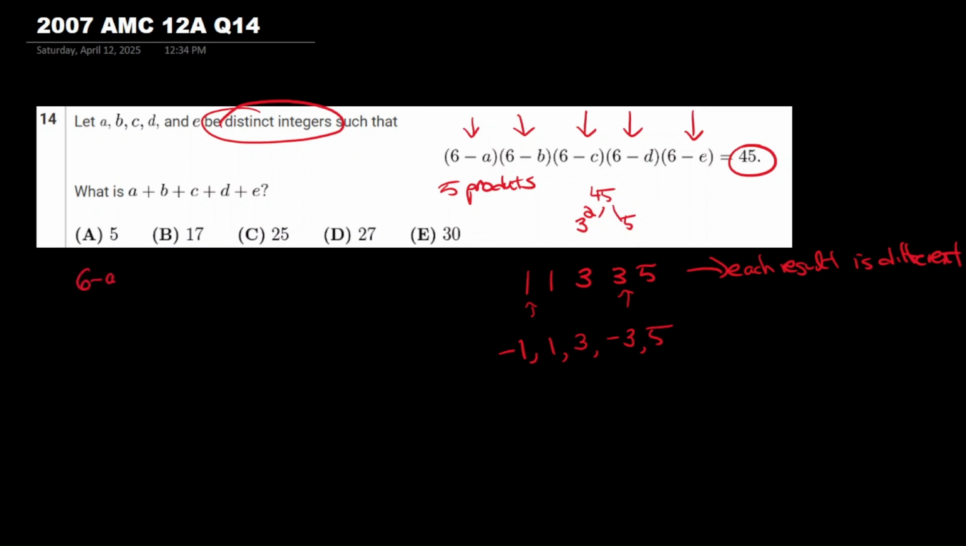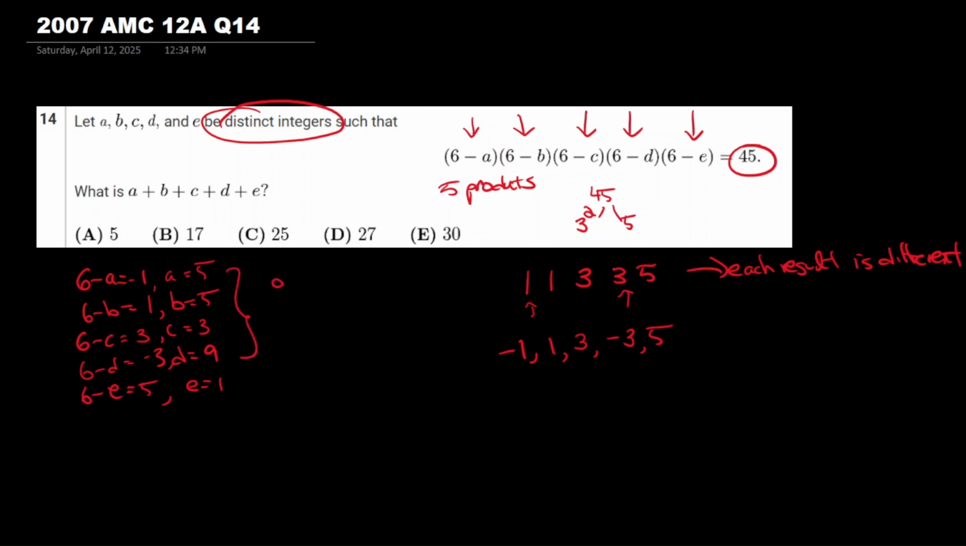So 6 minus a is equal to -1. For 6 minus b, because of symmetry, we can just keep on assuming. So 6 minus b is equal to 1. 6 minus c is equal to 3. 6 minus d is equal to -3. And 6 minus e is equal to 5. And from this expression we get e equals 1, d equals 9, c equals 3, b equals 5, and a equals 5.